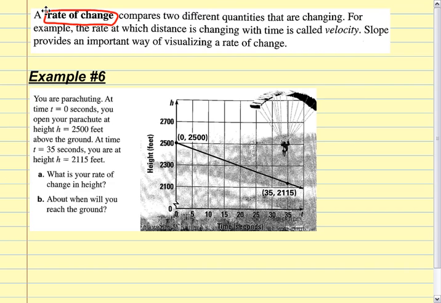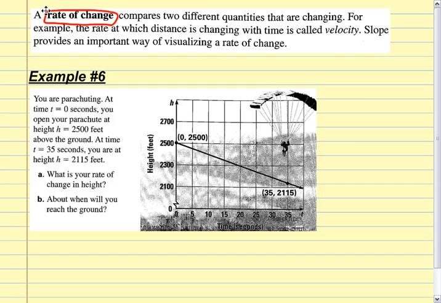You were parachuting. Hey. Oh, it's parachuting. You were parachuting. There you go. At time 0. I hate parachuting. At time 0, t equals 0 seconds. You open your parachute, and hopefully it opens.